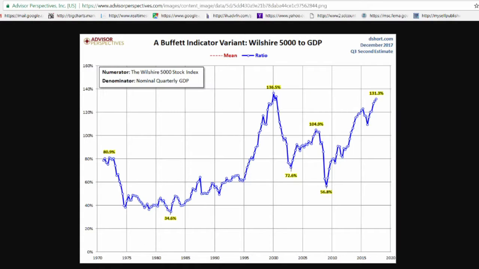And the second chart here is another variant of the Buffett indicator using the Wilshire 5000 to GDP. On this chart, we're at 131.3, which is also the second highest since the year 1970. The highest was 136.5, which again occurred in the year 2000, right before the dot-com bust. Now, does this necessarily mean that we're about to head down? No. But it does show us that we are at dangerously high levels. Let's go to the next chart.